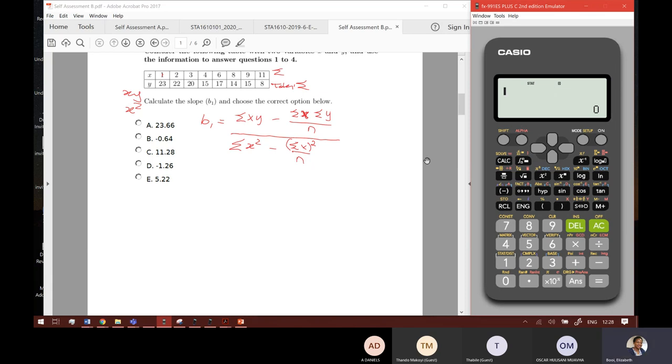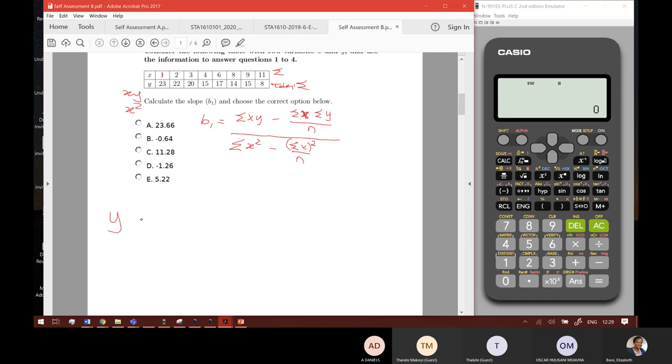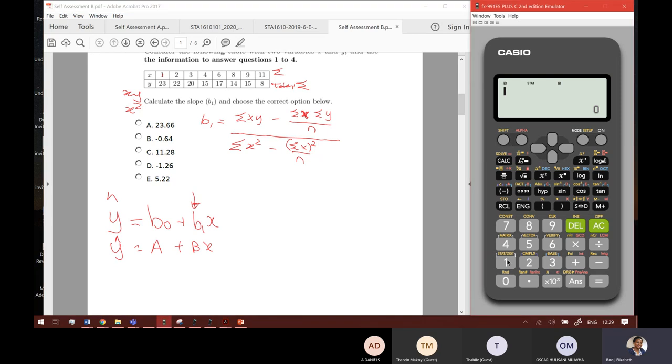Now we're ready to calculate B1. Remember our formula: our linear regression equation is B0 plus B1x, and on our calculator it is A plus Bx. So for B1, I'm going to be pressing B. So shift, go to the STAT button, and press the REG button, which is number 5. Then I have A, B, and r, the x̄, the x squared and the y. So I'm looking for B, which is 2, and I press equal.